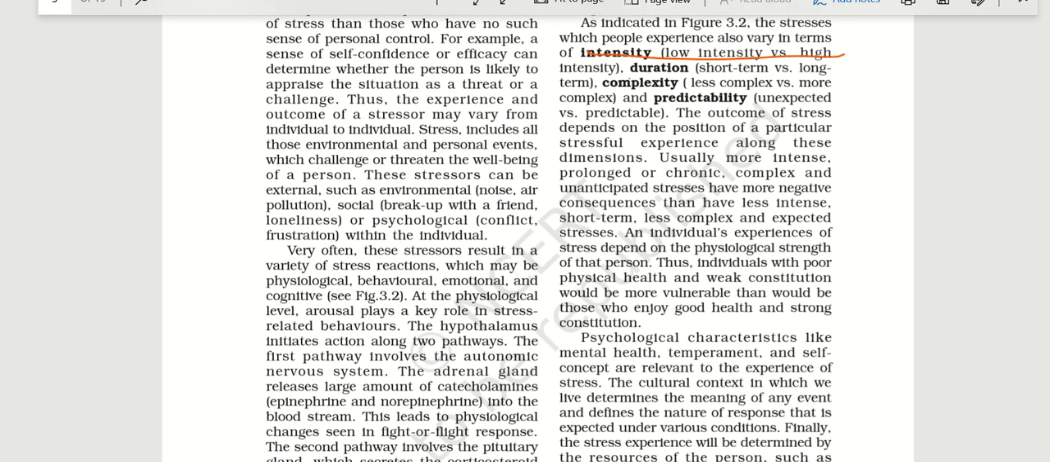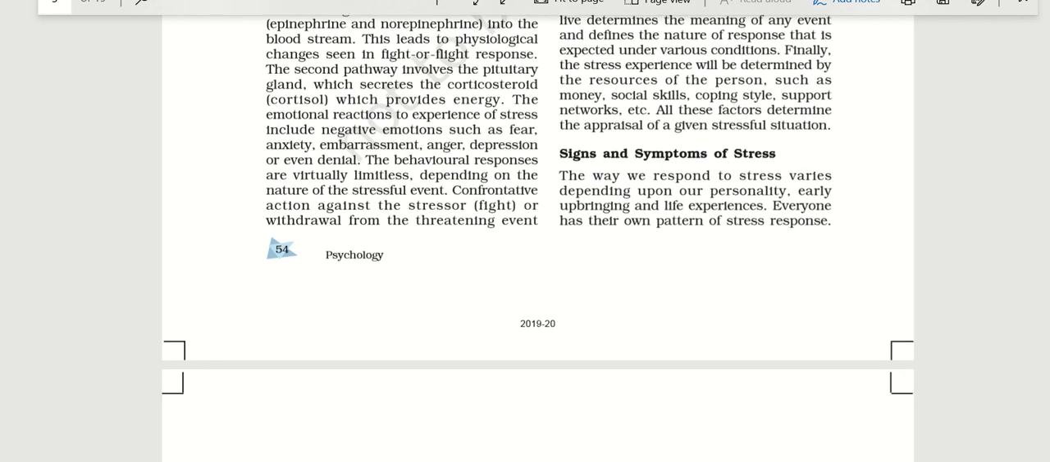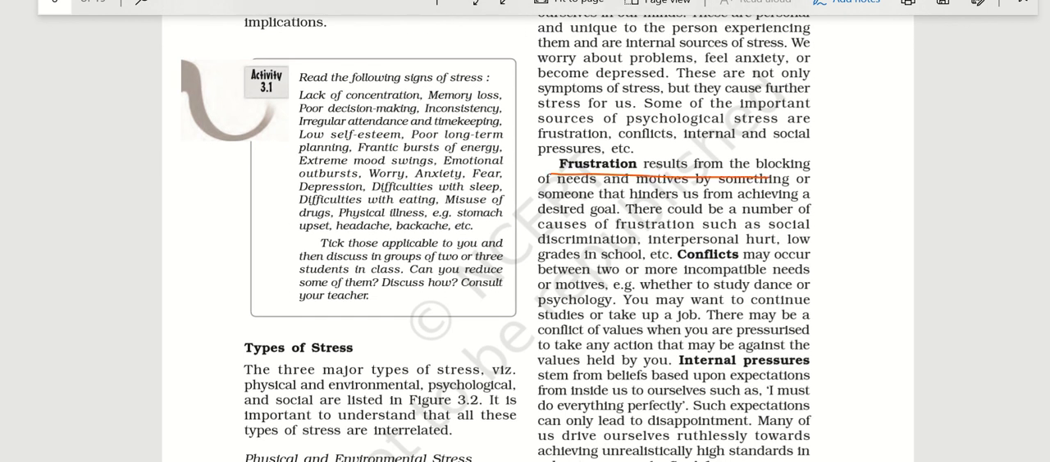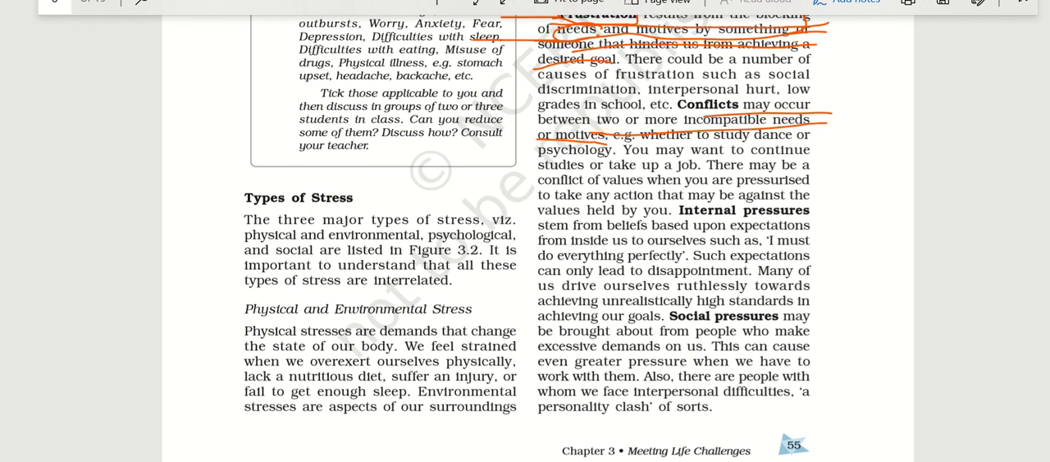We have talked about intensity, duration, complexity, predictability. Then we have signs and symptoms of stress. Frustration results from blocking of needs or motives by something or someone that hinders us from achieving a desired goal. Just remember, blocking of needs is frustration. Conflict may occur between two or more incompatible needs or motives. Then we have internal pressures, which stem from beliefs based upon expectations from inside ourselves, such as I must do everything perfectly.